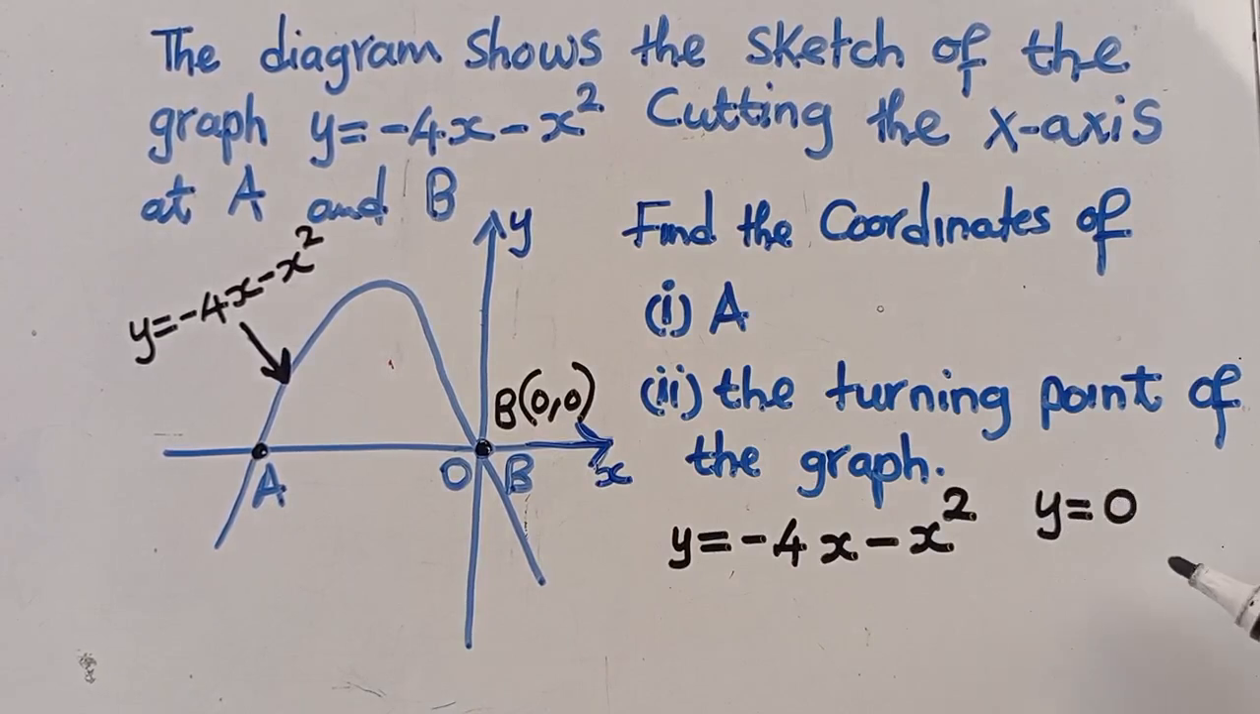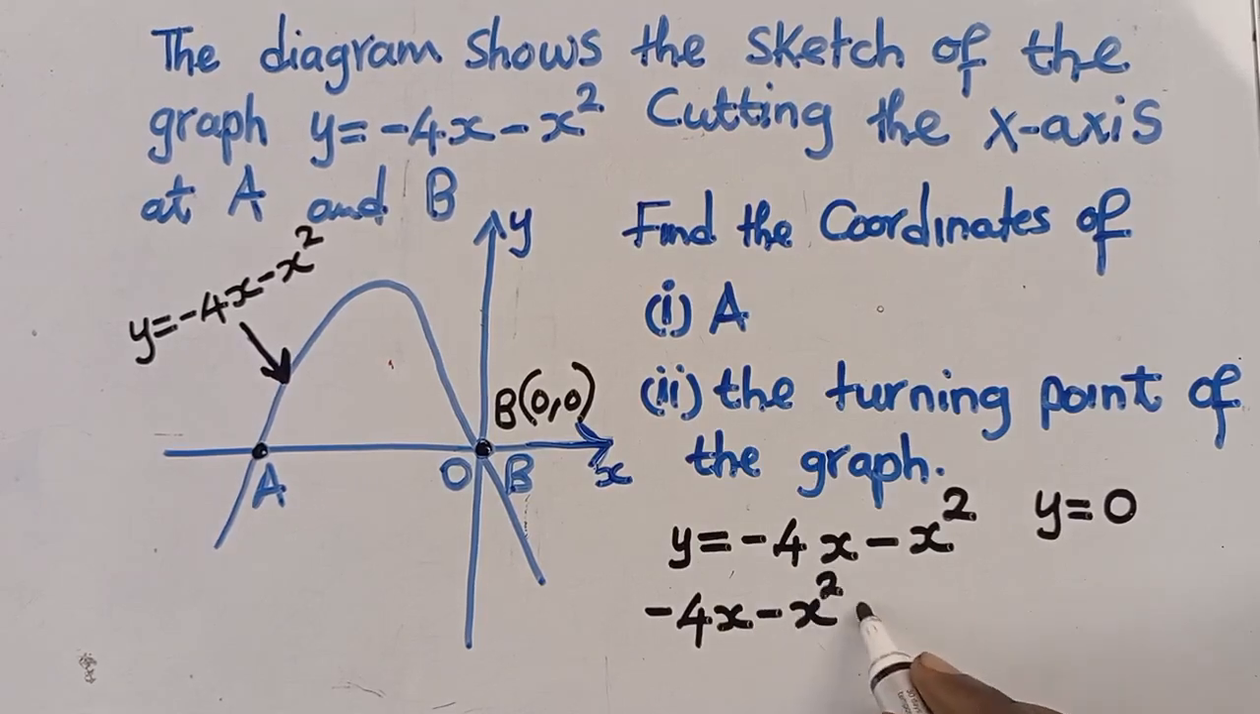Since y is equal to 0, we need now to replace. So where there is y, we put 0. In other words, you just get this particular equation and equate to 0. So negative 4x minus x squared is equal to 0. Then we just solve. How can we solve this now?